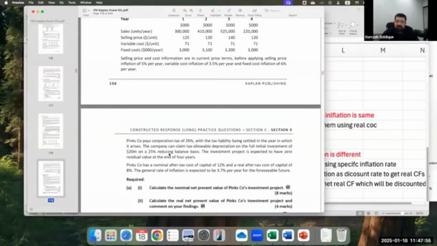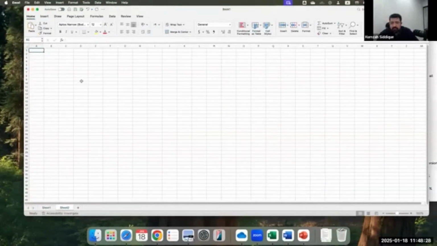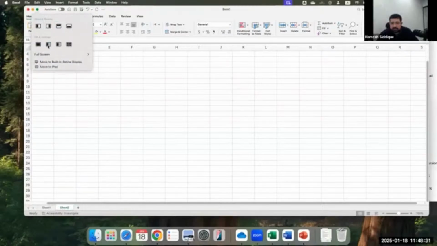The investment project is expected to have zero value at the end of the year. Pink company has a nominal after-tax cost of capital of 12%, real cost of capital of 8%. The general inflation is expected to be 3.7% per year. Now, so students, the point is, so nominal after-tax cost of capital. Now come here. So we will be doing like this.